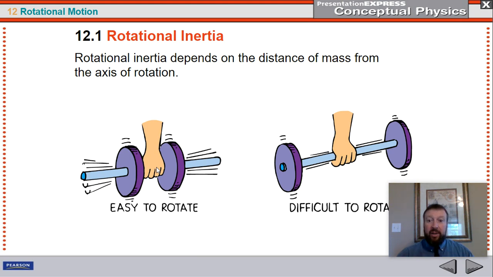I'd take you down to the gym and we could do this if we were in school. But if you take a dumbbell that has the weights very close together, same amount of mass between these two weights, but if they're close together and you just try to rotate or spin it, it's very easy to rotate, which means it doesn't have a lot of rotational inertia. The farther you take that weight and spread it out away from the axis, the harder it is to rotate, which means it has more rotational inertia.